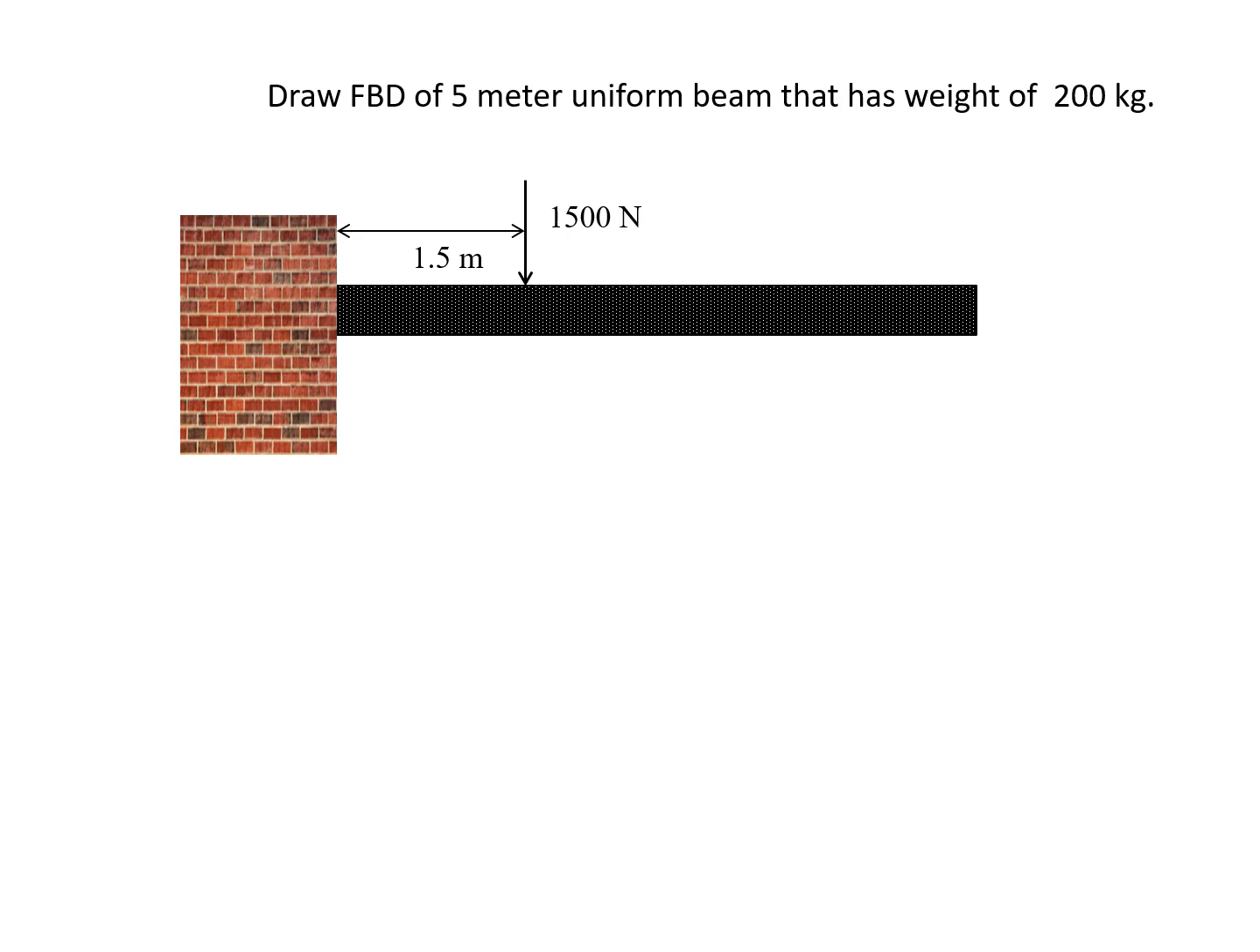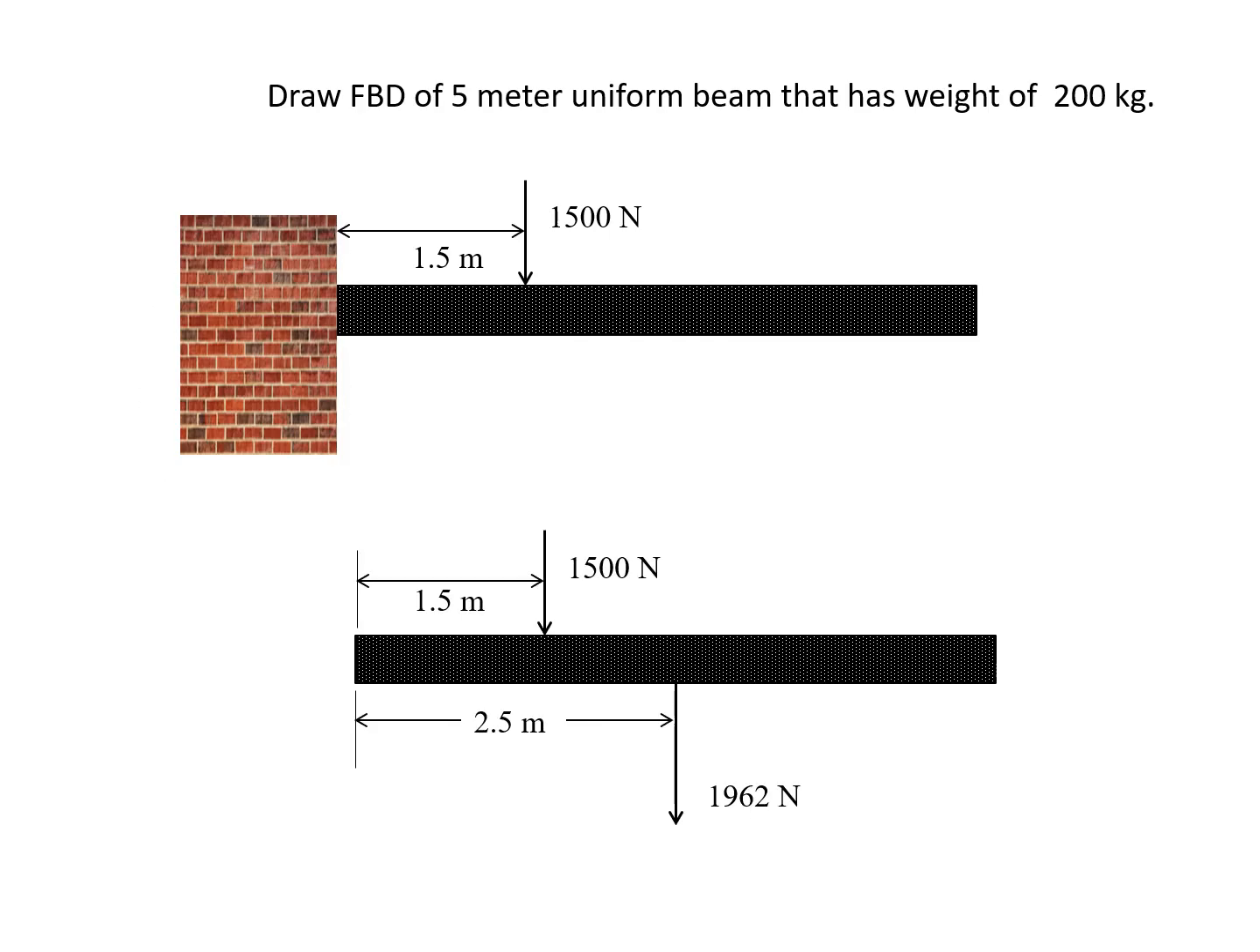So let's look at this beam. It's a uniform beam that has a weight of 200 kilograms, and it is in a fixed support. This is a brick wall. So we're going to first start by drawing the free body diagram of that beam. So we're going to draw the beam separated from the support. The support is this brick wall.